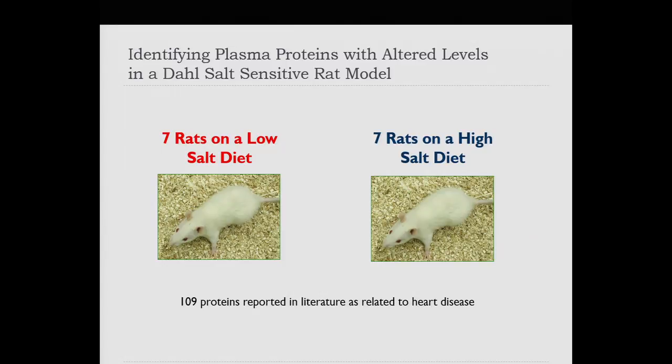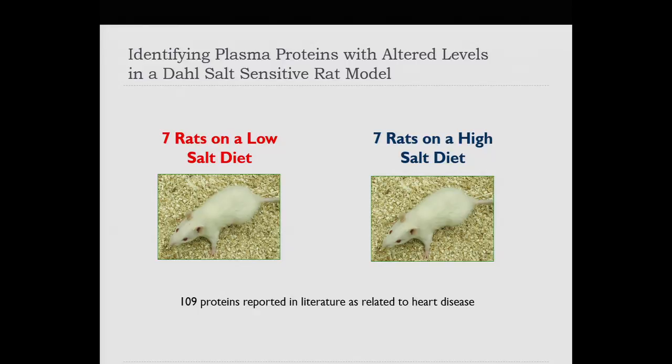So we're going to be looking at this. It's a label-free experiment where there were 14 salt-sensitive rats, 7 of which were given a low-salt diet, so that's the control group, and then 7 of which were given a high-salt diet, which eventually led them to heart failure. They were then executed, and from them their blood was harvested, and we used their plasma for this experiment. And we chose to target 109 proteins reported in literature to be related to heart disease.